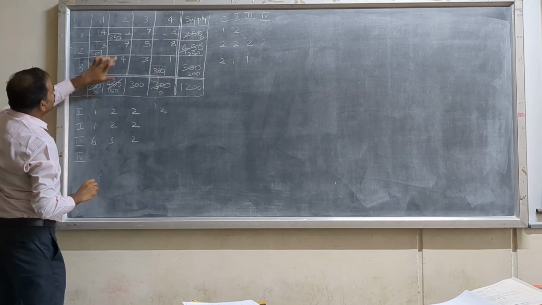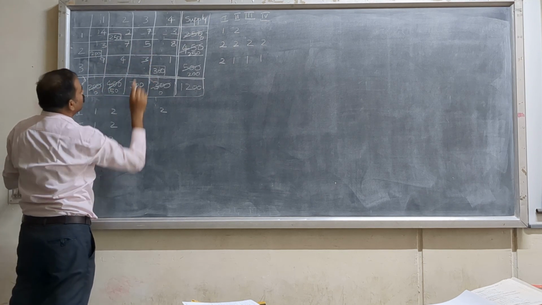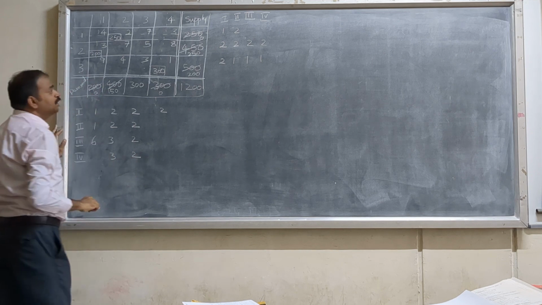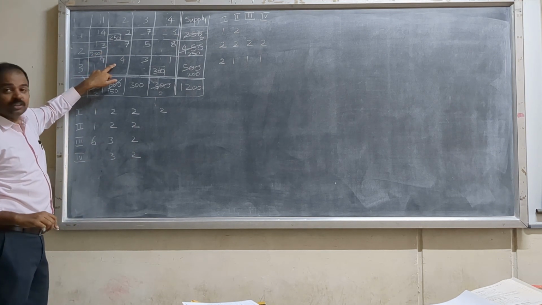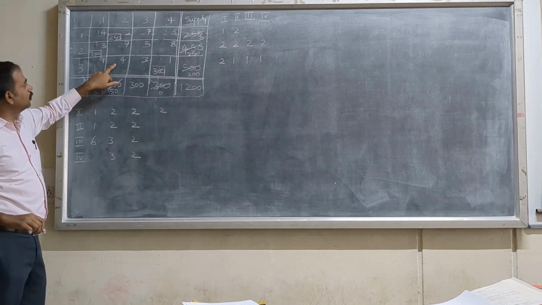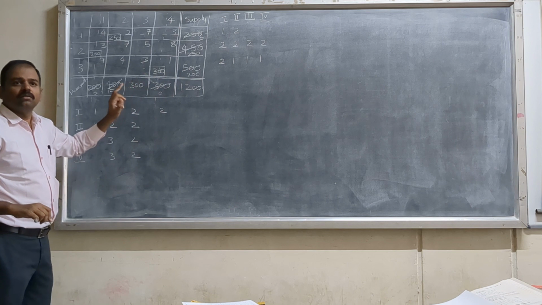4. Now 7 minus 4 is how much? 3. 3. 5 minus 3 is how much? 2. Which is the highest penalty? 3. So among 7 and 4, which is the 4. So you have to make the allocation here. 150 and 200.